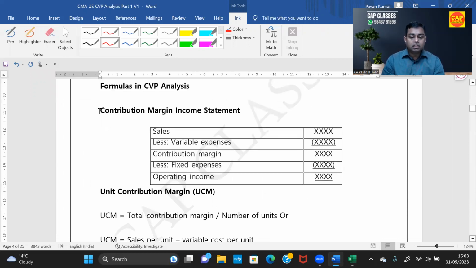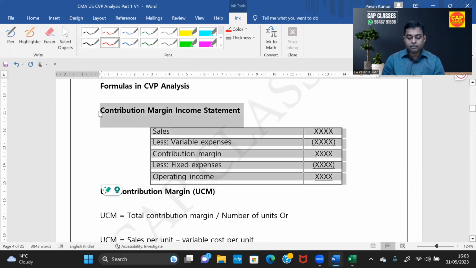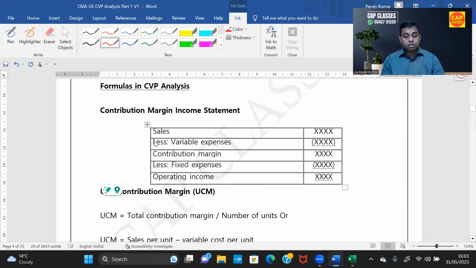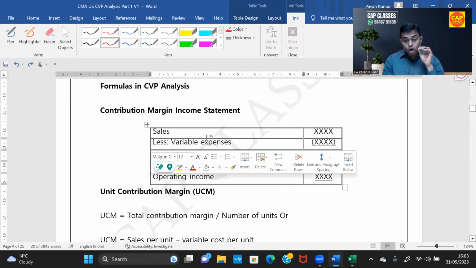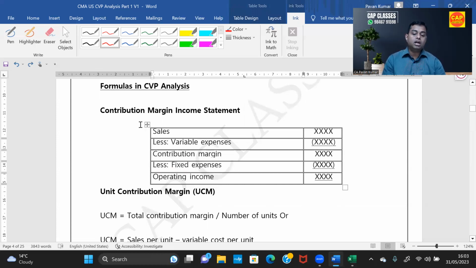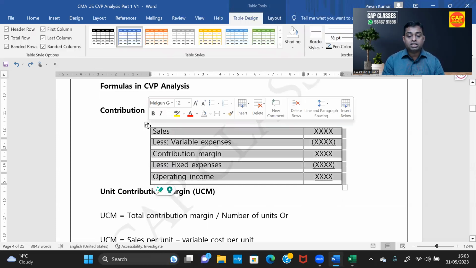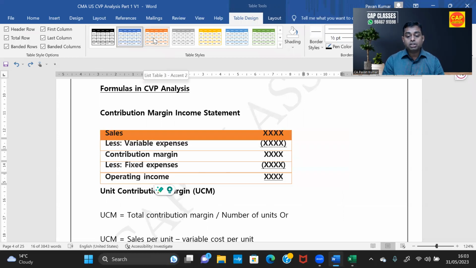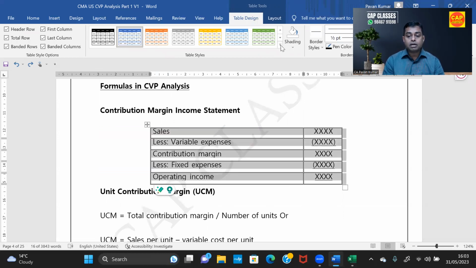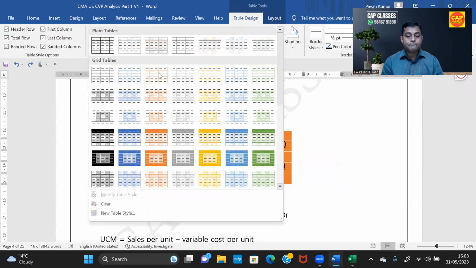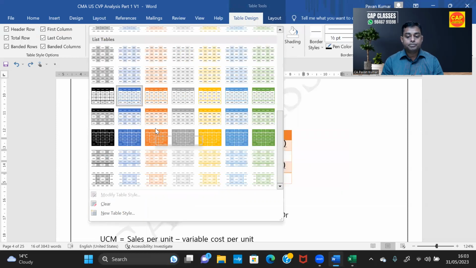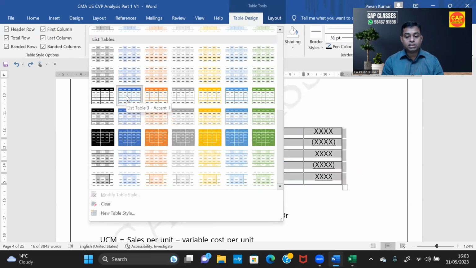Next important thing is this one. Very, very important. So I suggest you copy this in your notes. Contribution margin income statement. This is called the contribution margin income statement. Copy this.